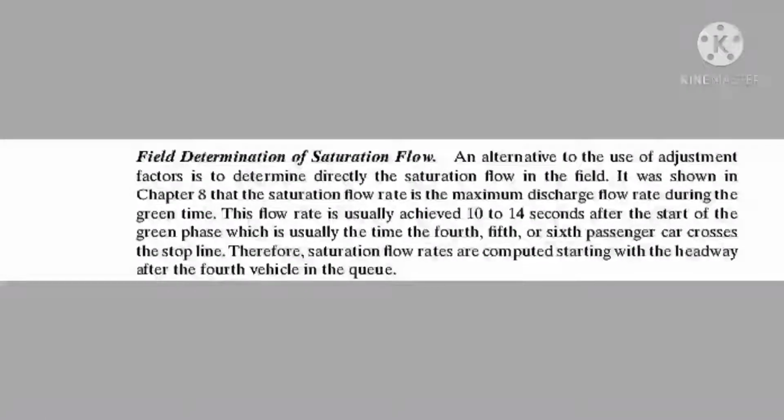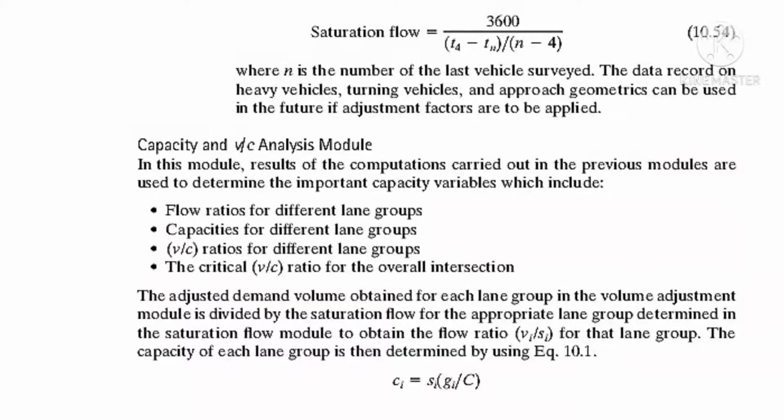Field determination of saturation flow. An alternative to using the adjustment factors is to determine directly the saturation flow in the field. Saturation flow equals 3600 over (t4 minus tn) over (n minus 4). This is equation 10.54.